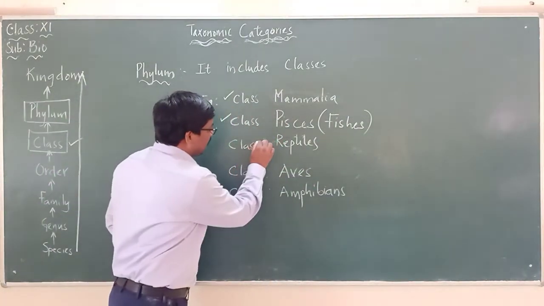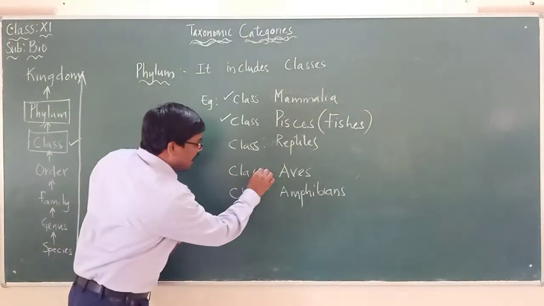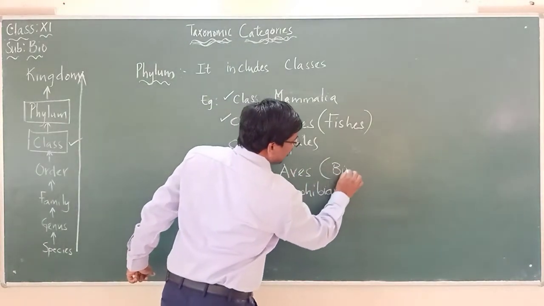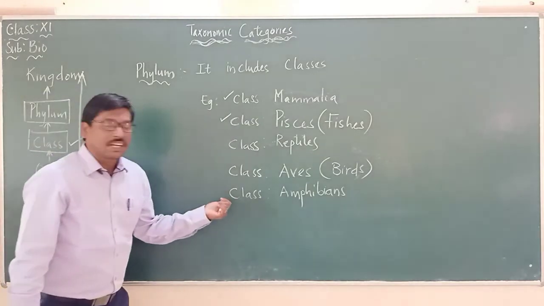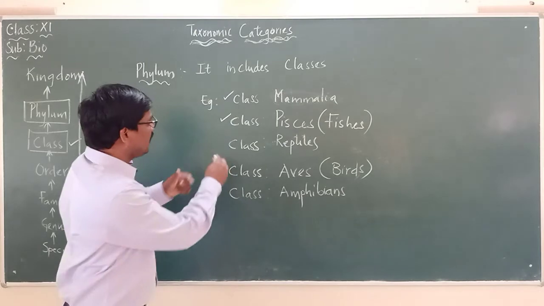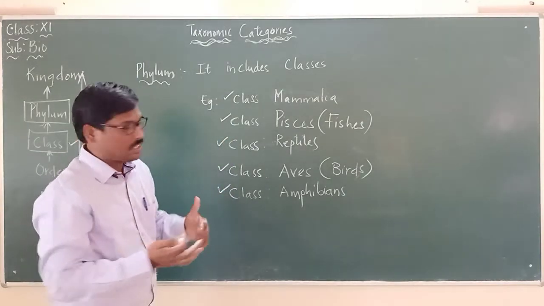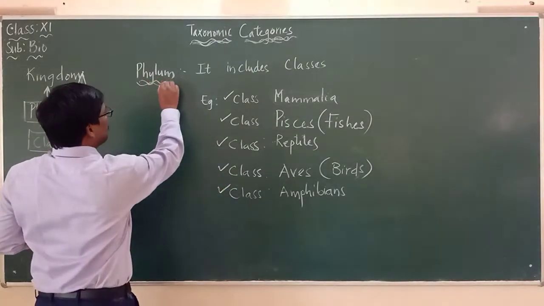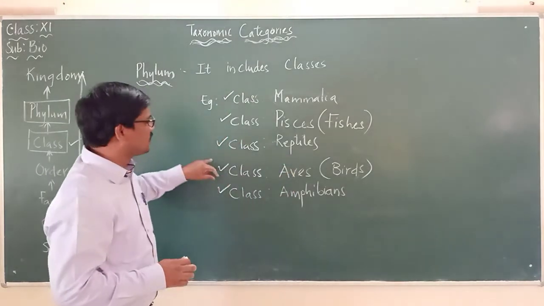Class Reptiles is another one. Then class Aves, Aves we are calling commonly the birds. And the next one is class Amphibians. So these are all the different classes comprising different animals, and all these classes are placed under one phylum.